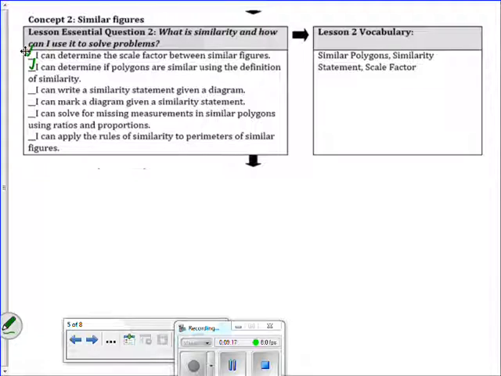I can write similarity statements given a diagram. We did that. I can mark a diagram even in similarity. Now we did partially that, but it really hasn't been done yet. We have that idea. You would have to do it in practice, and that's where we'll do it in class. I can solve for missing measures in similar polygons using ratios and proportions. We did that just now. And I can apply the rules of similarities, perimeters, and similar figures. And again, we just did that.